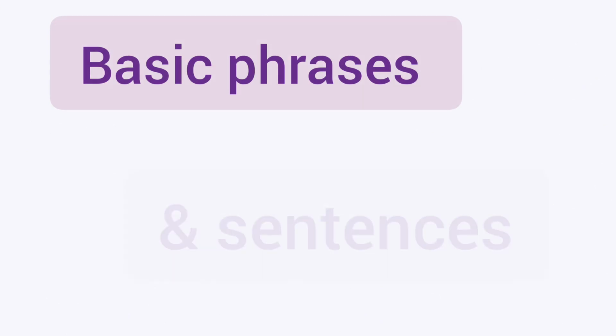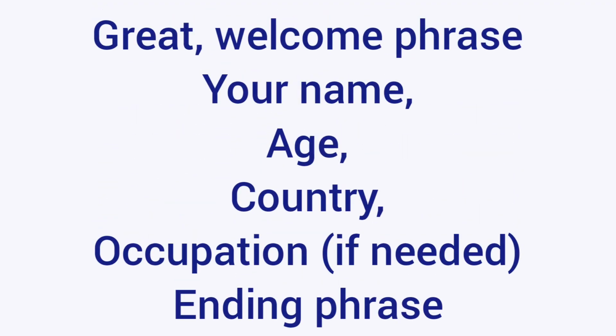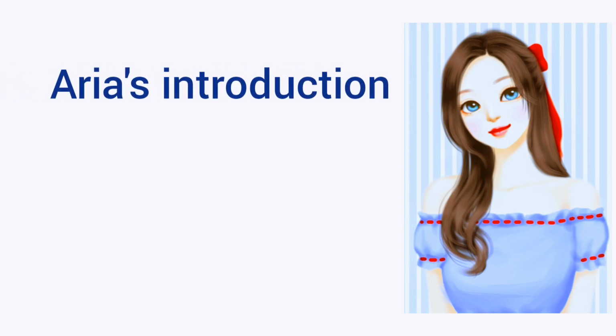So these are the basic phrases and sentences used to do your self-introduction in Japanese. First, remember the greeting phrase. Then your name, your age, your country, your occupation if needed, and finally the ending phrase. I'll repeat Aria's introduction once more quickly. Just listen.